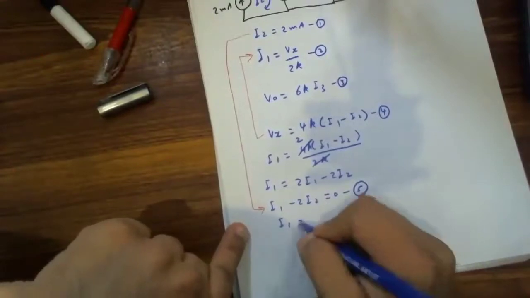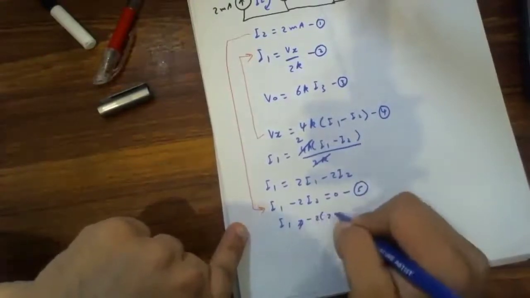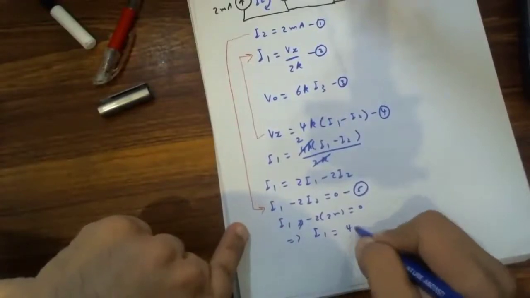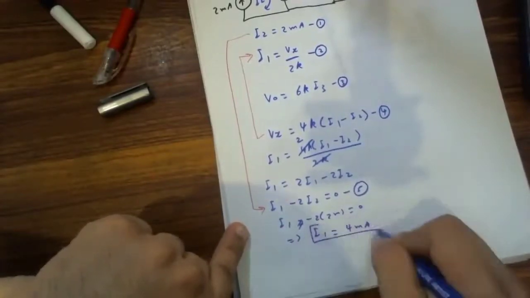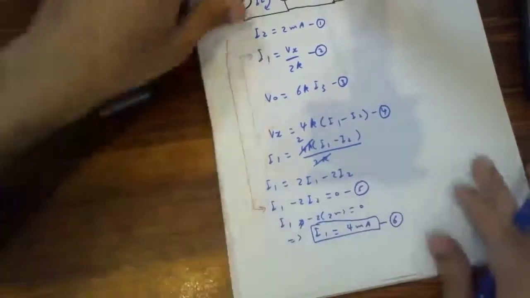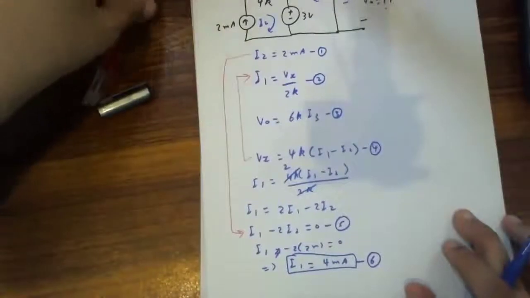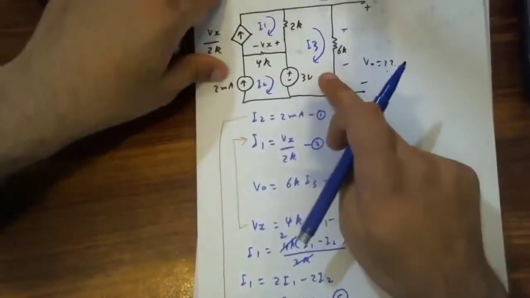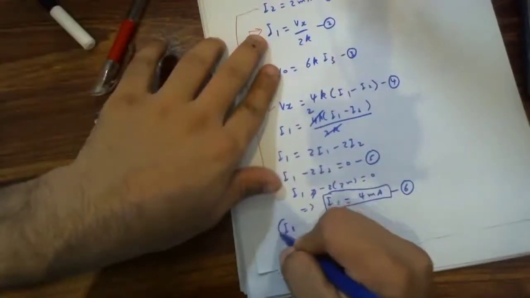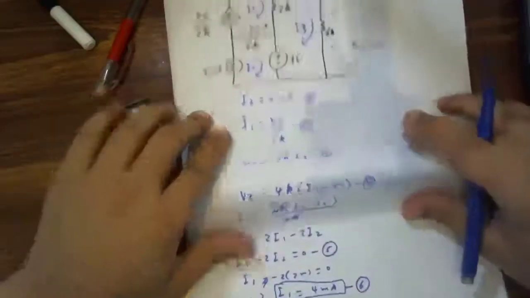I1 is equal to minus 2 into 2 milli is equal to 0, or I1 is equal to 4 milliamperes. This is your equation number 6. So अब आपके पास I2 की वैल्यू भी आ गई और I1 की वैल्यू भी आ गई. सिर्फ एक काम होगा, वो कौन सा जी, I3. तब वो क्या है, I3 के ऊपर KVL अप्लाई कर दो. I3 के ऊपर KVL अप्लाई करना.